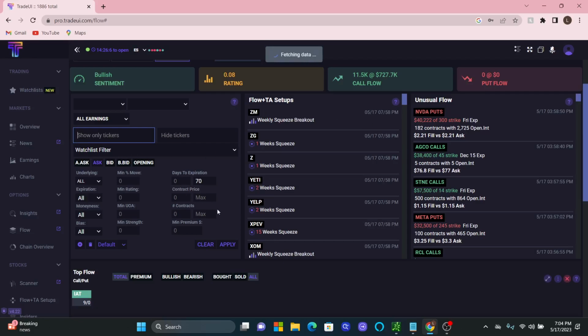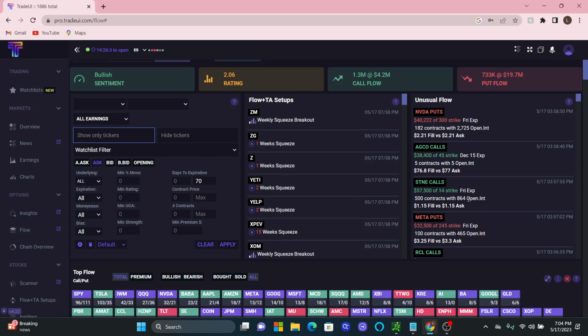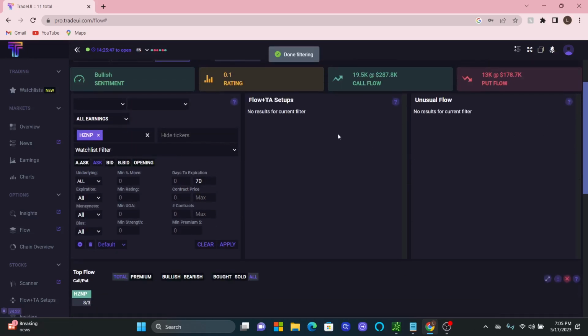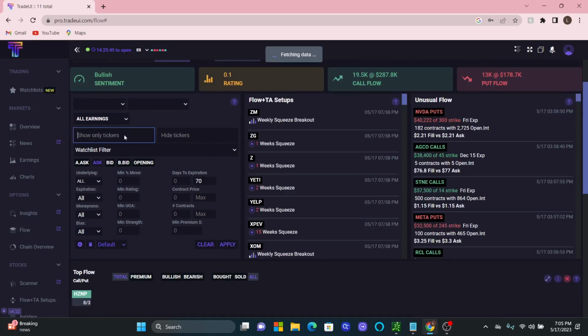Because remember, the reason we use unusual flow is these are unusual call options or put options that are being bought and sold through the trading day. They don't typically get that much volume. So whenever we see something going on there, that is very bullish or bearish depending on the setup. So let's look at HZNP. Once again, nothing on HZNP right there.